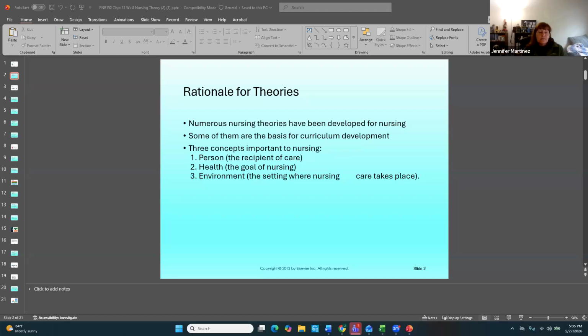The following three concepts are important to nursing. The person is the recipient of care, or clients or patients, whatever you want to call them. Health is the goal of nursing, which is to restore health or get them back to as close to a previous level of functioning as possible. And then, of course, the environment where nursing care takes place. Nursing care can take place in numerous types of environments: in the hospital, in long-term care, at home, rehab facilities, clinics, urgent cares, all of those wonderful places.